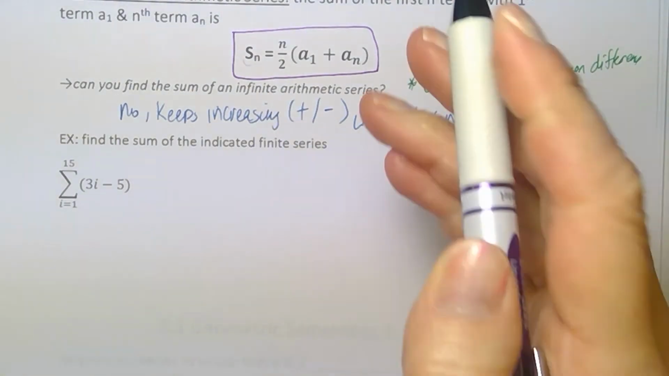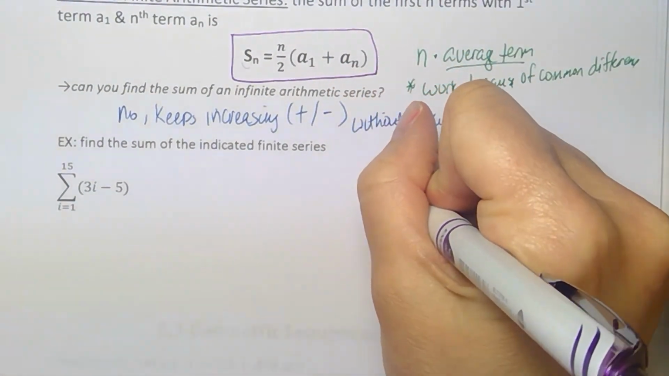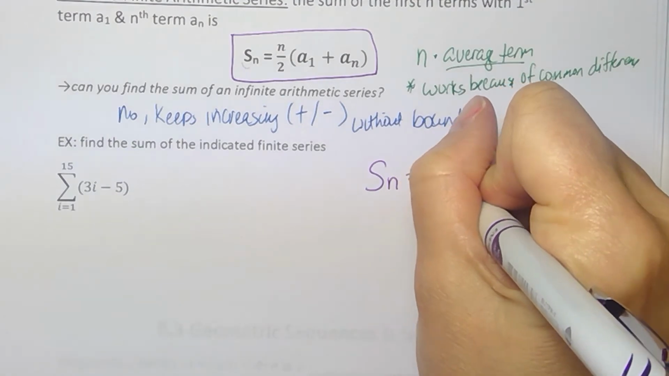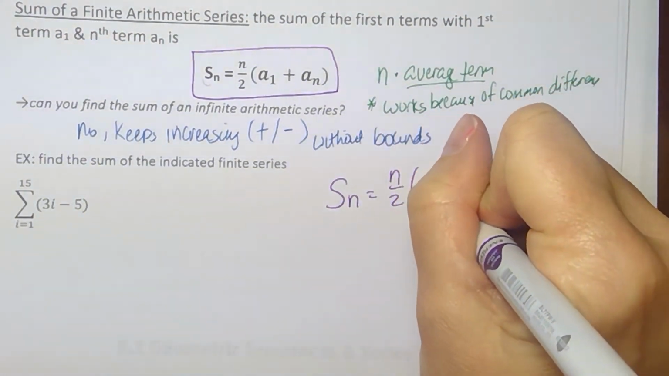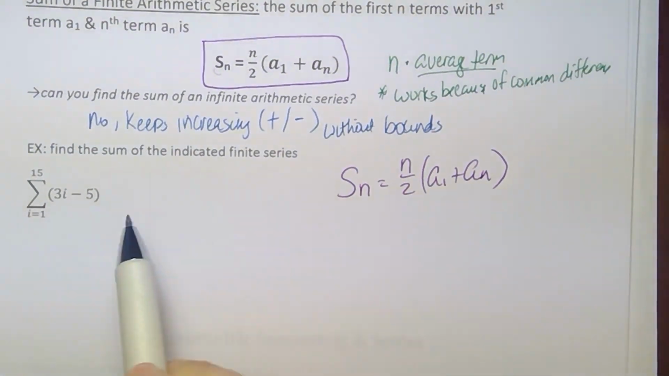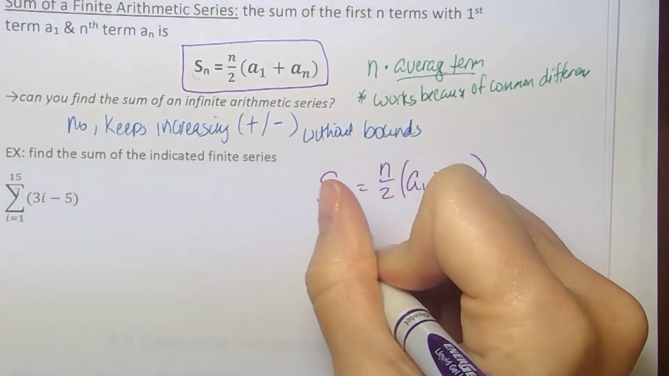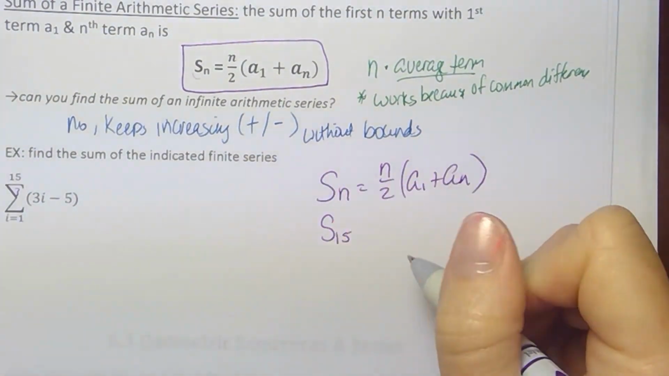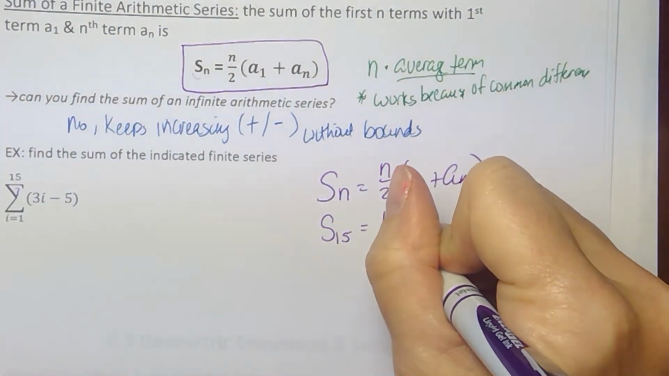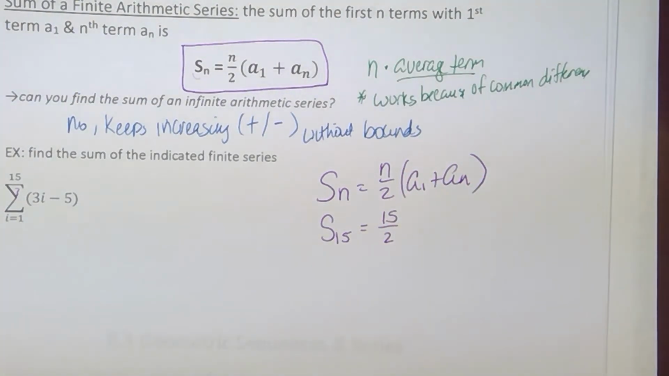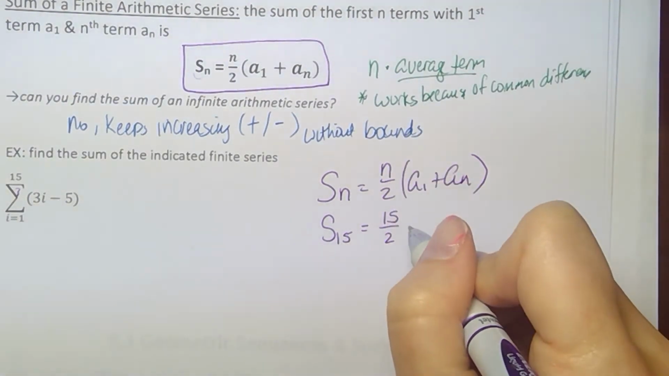If I want to sum this, this is the formula I'm going to use: S sub n equals n over 2 times a sub 1 plus a sub n. I'm finding the sum of 15 terms, so this is S sub 15, and anywhere I have an n, I've got 15. So 15 divided by 2.